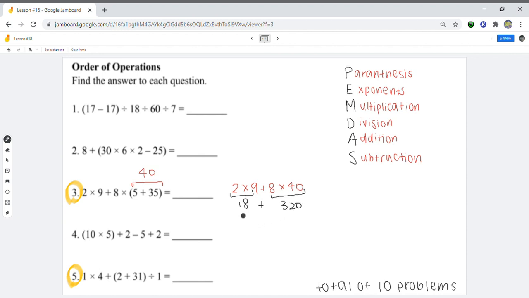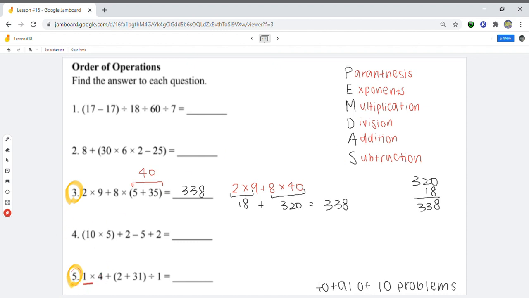So now we're left with 18 plus 320, which we can just add. I'm just going to do this on the side. So we ended with 338. So this should be our answer to number 3. What's important about order of operations is that if we don't go in the PEMDAS order, you're going to have a completely different answer, which is going to be incorrect. So to get the correct answer, you have to follow this order step by step and not miss any calculations along the way.